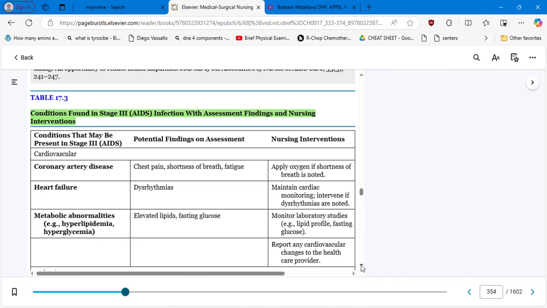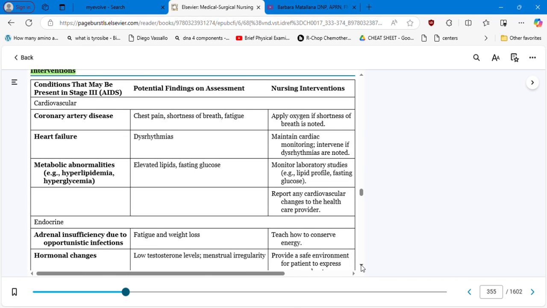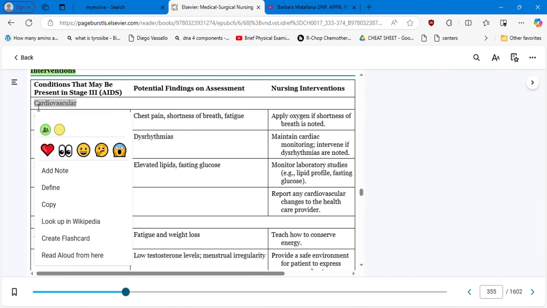So that's why the patient needs to repeat the test, okay, in a few months, depending on how the doctor recommends the testing to be done. Now, conditions found in stage 3, infection with assessment findings and nursing interventions, very important table. So in terms of cardiovascular, we have coronary artery disease, right? Is this going to be present?